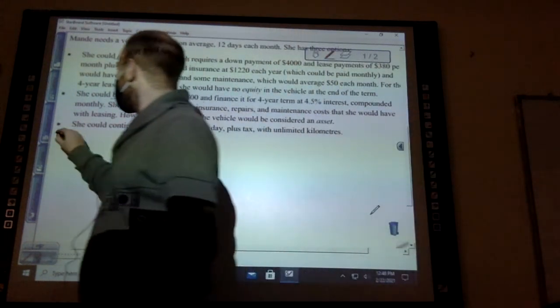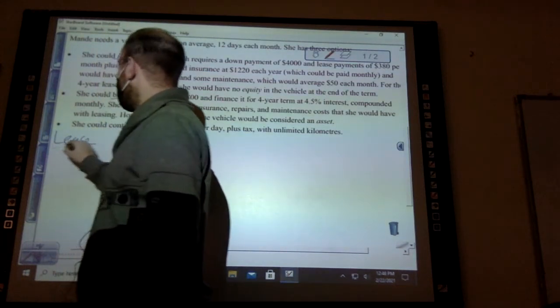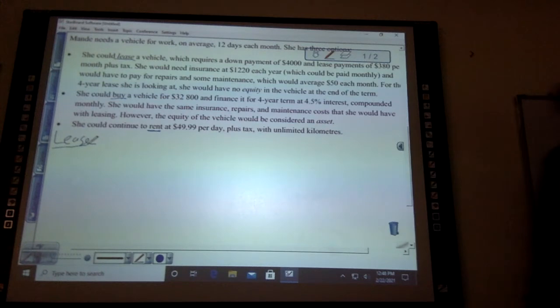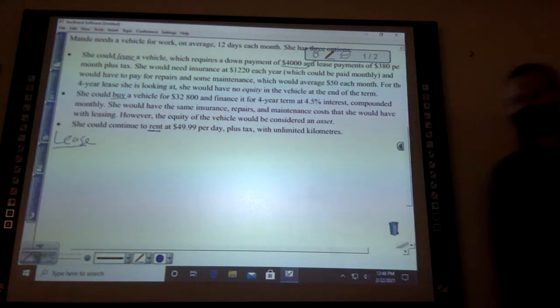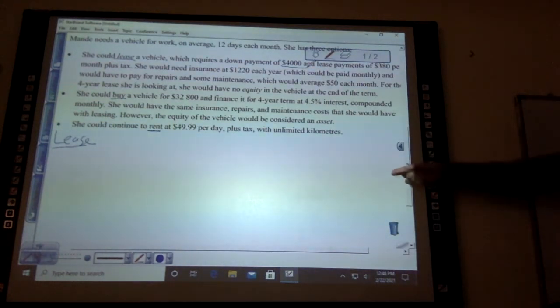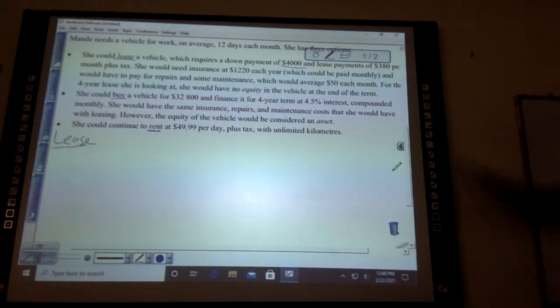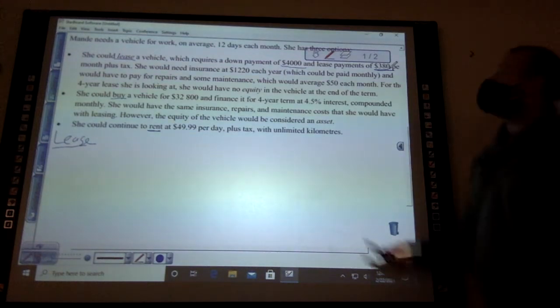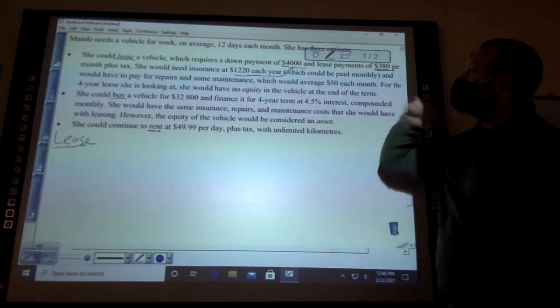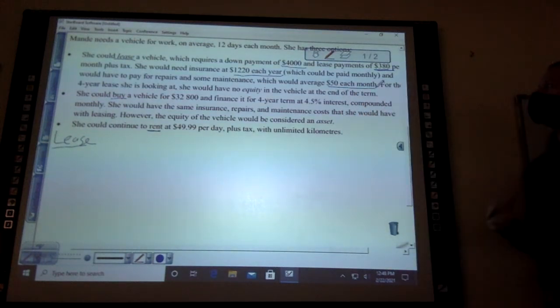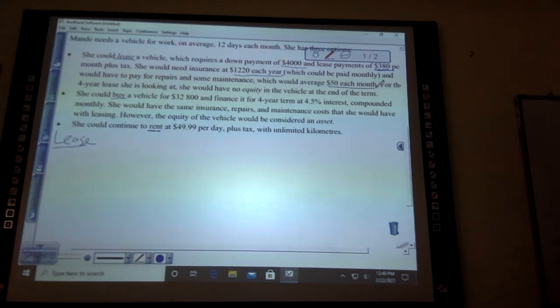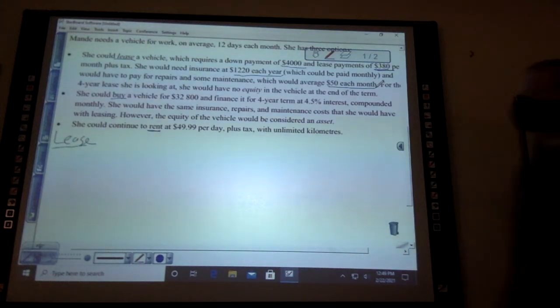So to start this off, let's look at leasing. So here's our first option. What she could do in order to lease it is, first of all, she's paying a down payment. So this is how much she's paying initially. And the lease payments are going to be $380 per month. So already you should be thinking this is something we're going to do every month. And then we've got some insurance every year that we're going to pay. We're going to have repairs and maintenance, which is going to be $50 every month. So it's basically just telling you what you need to pay for your car. And it's saying that you can do this over 4 years.